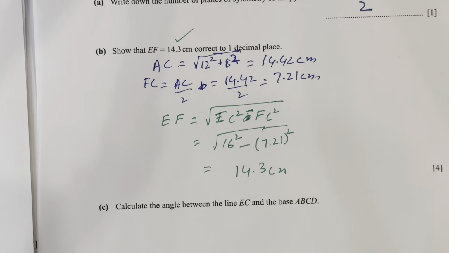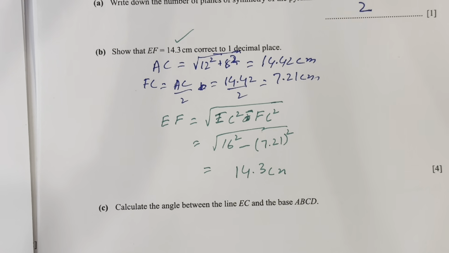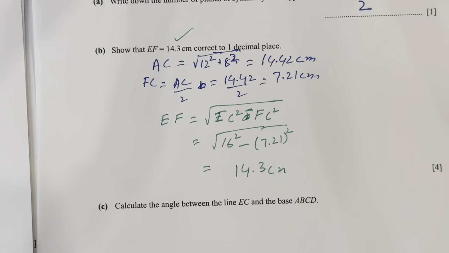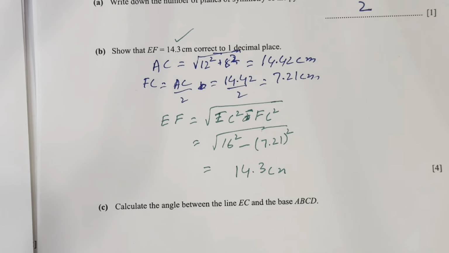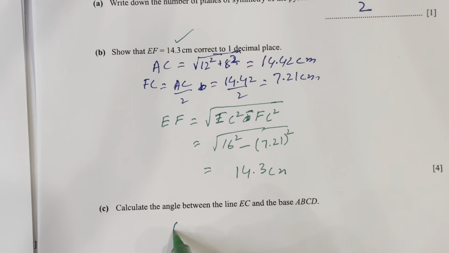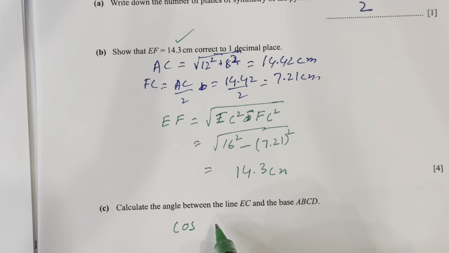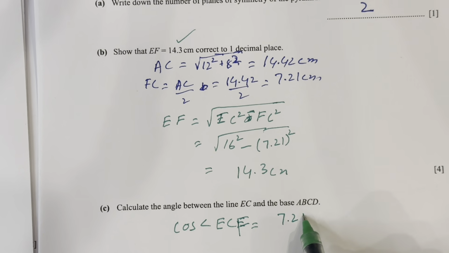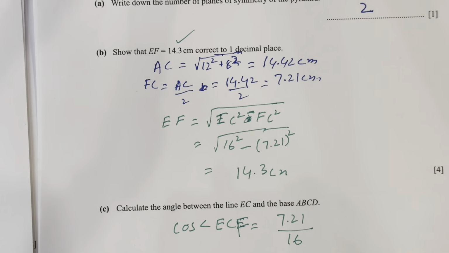Now calculate the angle between the line EC and the base ABCD. So we know that this is a right angle triangle. So we're gonna apply the cosine ratio. Cos ECF would be equal to base over hypotenuse. Base is 7.21, which is FC, and hypotenuse is 16, which is EC.